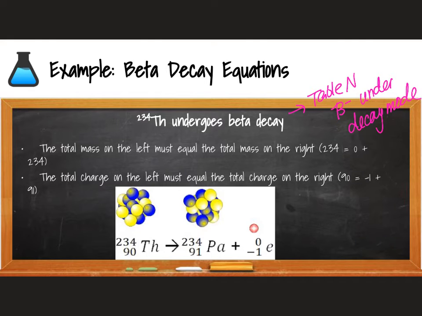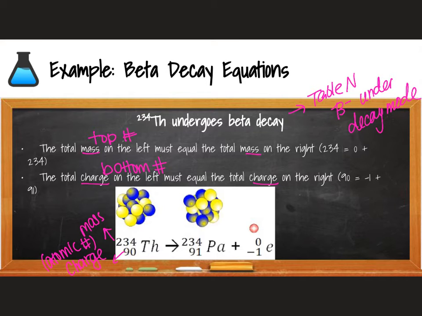Okay, now when we say that mass and charge must be conserved, the total mass on the left must equal the total mass on the right. Okay, and when you have mass, that's going to be the top number. And the total charge on the left must equal the total charge on the right. That's going to be the bottom number. Okay, so this is mass, and this is charge. Charge really just is atomic number.